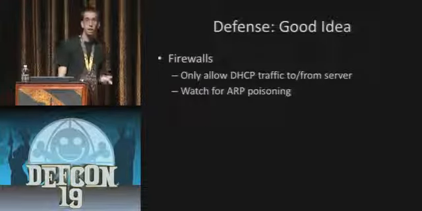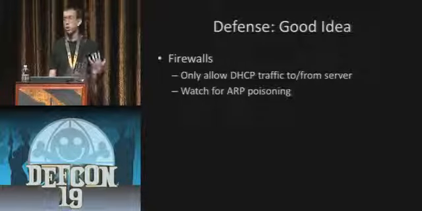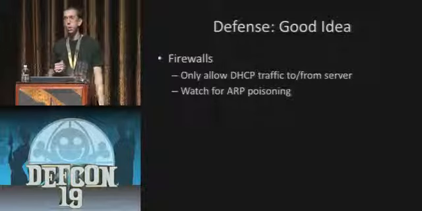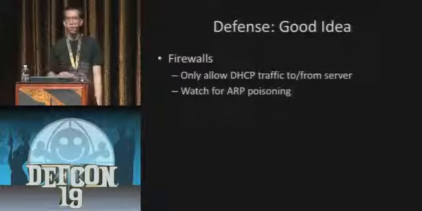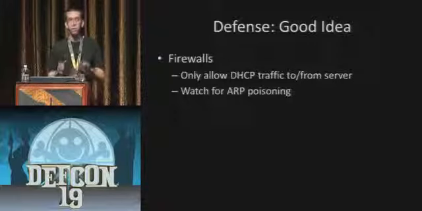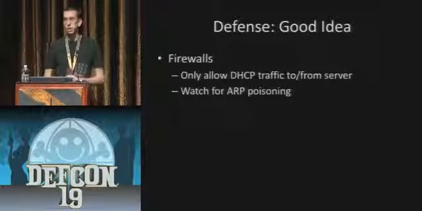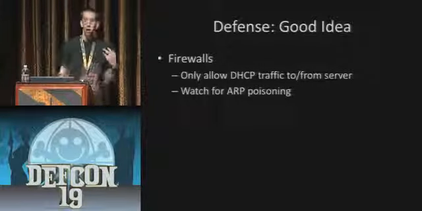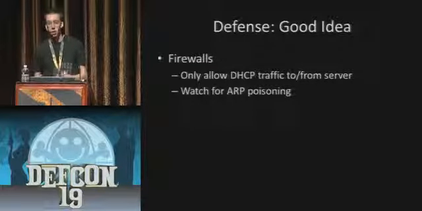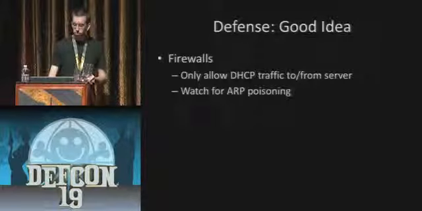A good idea would be with firewalls, or, for example, access control lists on your Cisco switch to only allow DHCP traffic to and from your server, so not allowing DHCP servers somewhere else. That will be a very good idea for protecting this. Now, if you do it based on IP, you might have to watch for ARP poisoning, but you'll be in pretty good shape. So that's a good idea.